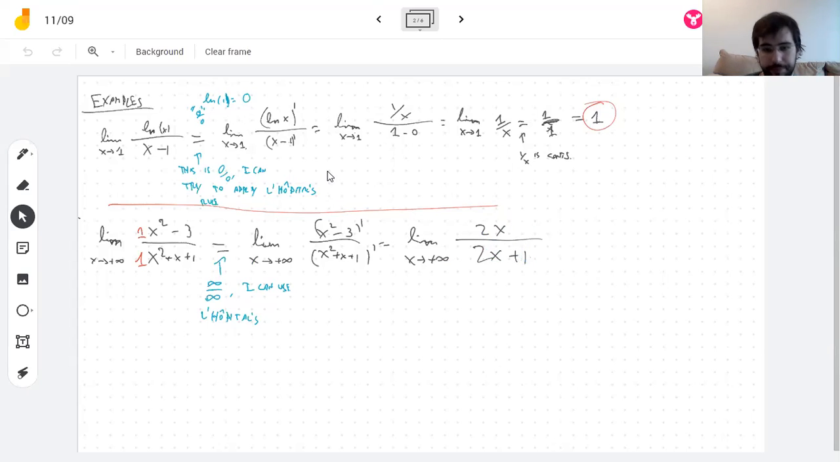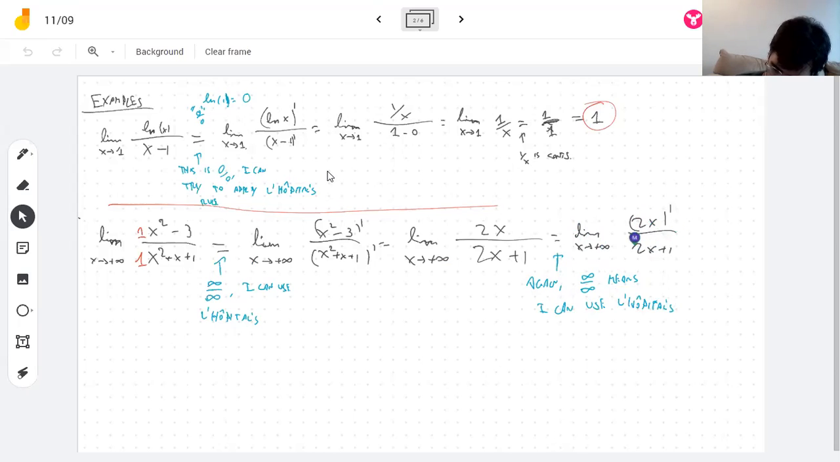Okay, so this is the derivative divided by the derivative. And what is this limit? Well, it's infinity divided by infinity. I still don't know whether it exists or not. But since it's infinity divided by infinity, I can just use L'Hopital again. And I can take yet another derivative. And you can see I'm going to get 1.